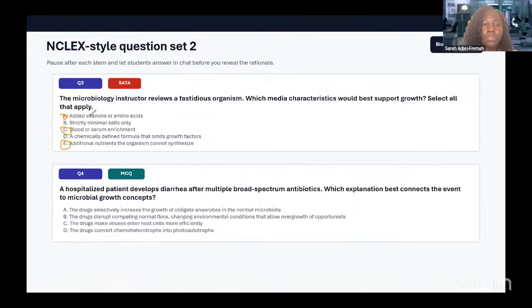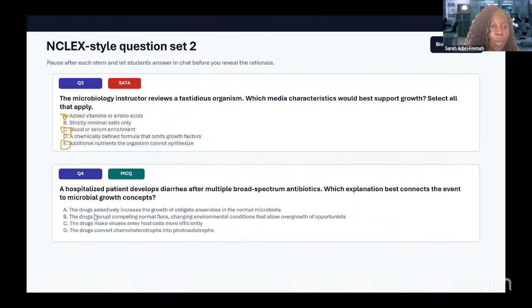They also need a serum-rich media just to provide them with the extra nutritional sources, proteins, and other amino acids that they need in the serum. And then also additional nutrients, because remember, they cannot synthesize certain nutrients. So any additional nutrients that they cannot synthesize, which they need, are very essential for them. I saw this question as an NCLEX-style question, and I wanted to throw it out there for a typical mastering of microbial nutrition and growth microbiology concepts when you think about it that way.